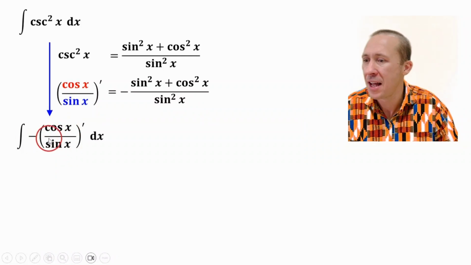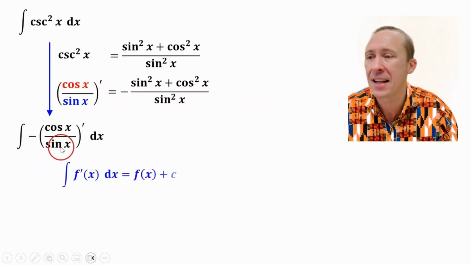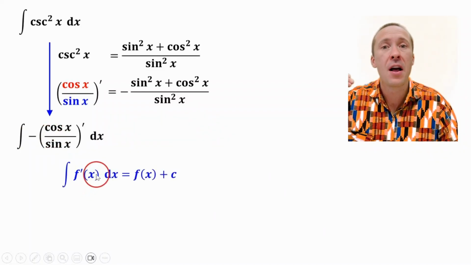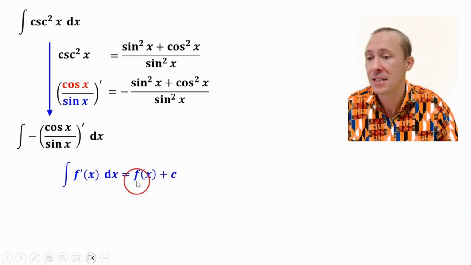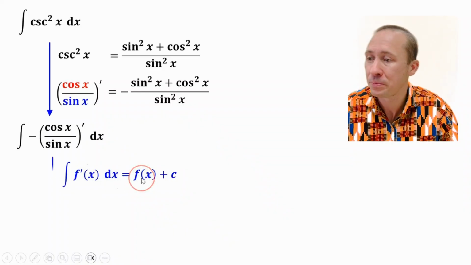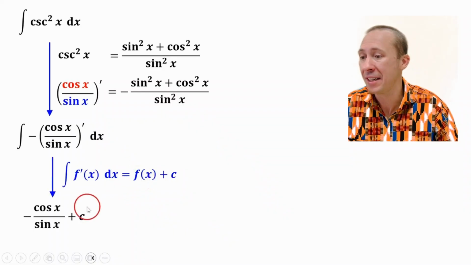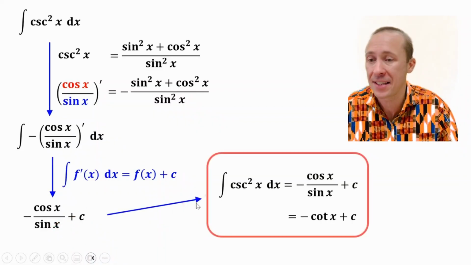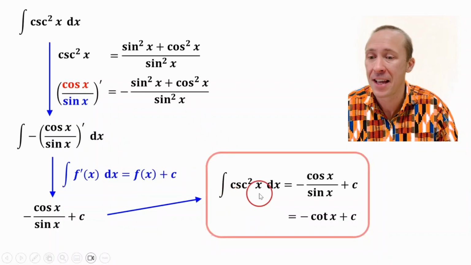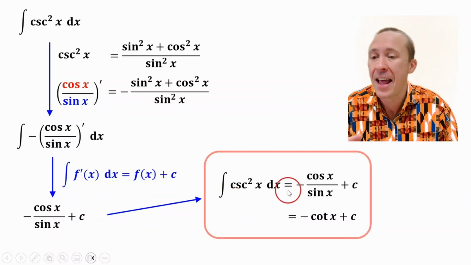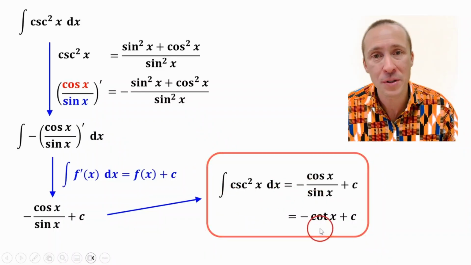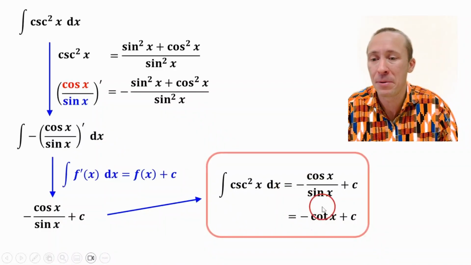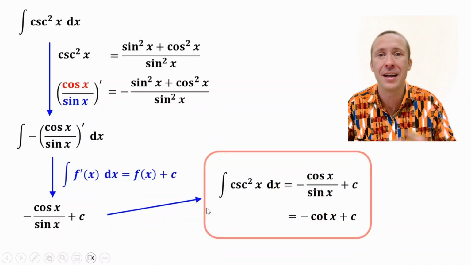Hope that makes sense. Now, we can use the fact that the integral of the derivative of a function is equal to the function itself. And by doing that, we literally have our integral, and that's it. Like, we're done. That's the integral of cosecant squared x. Negative cos over sine, and cos over sine is cotangent, so we can write it that way, plus our integration constant, and we're done. Right on.